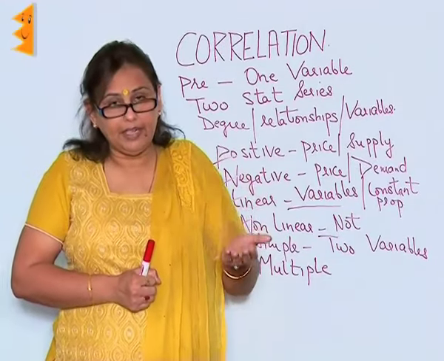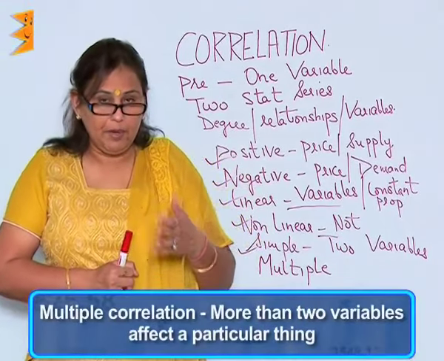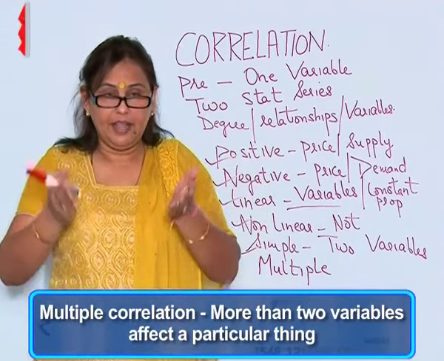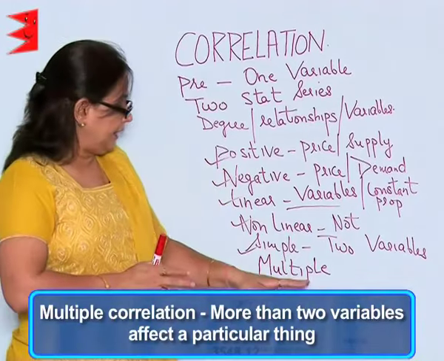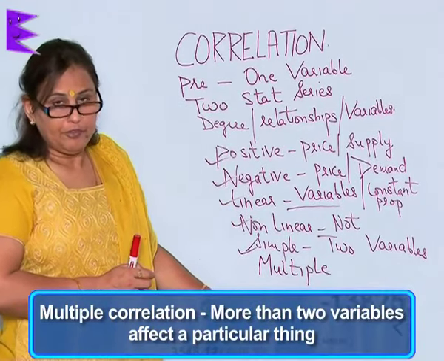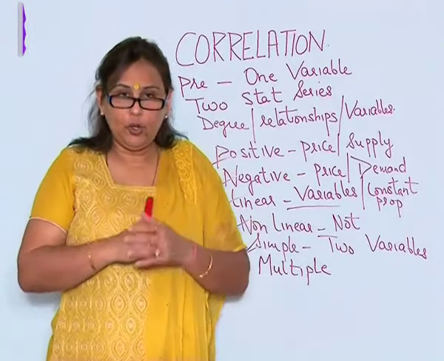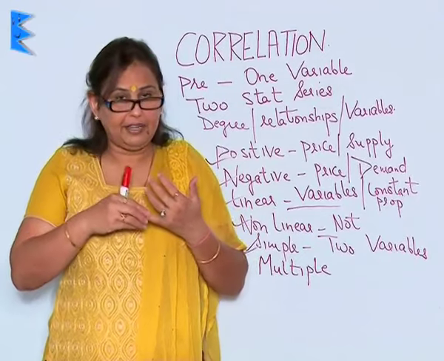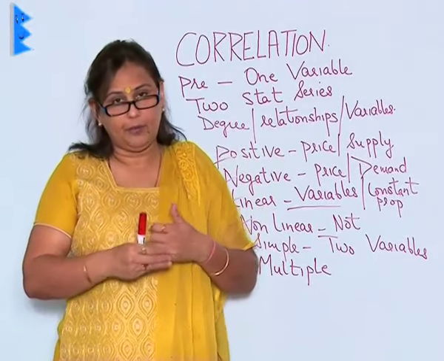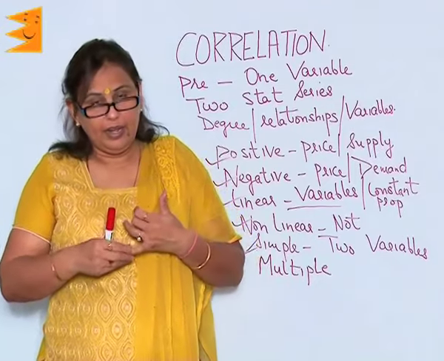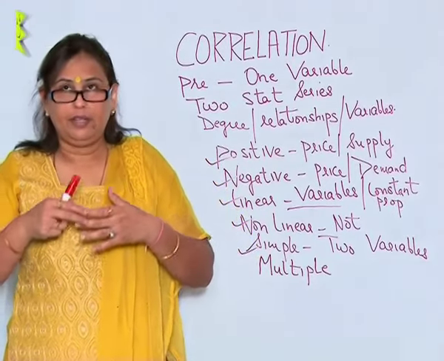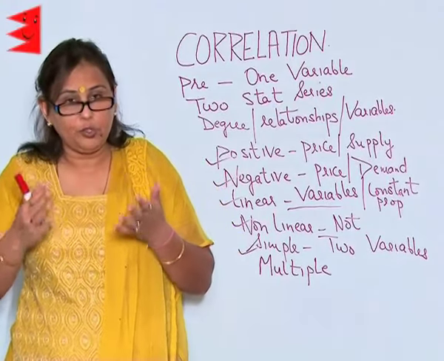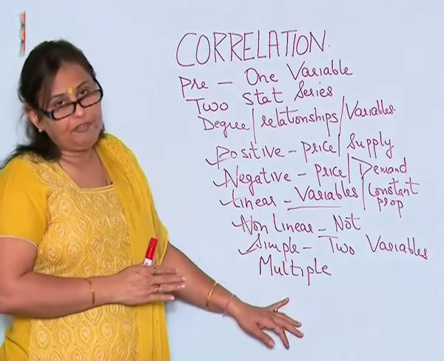Then we have the multiple correlation. Multiple correlation is when more than two variables, more than two factors, affect a particular thing. For example, if I talk about the productivity of wheat, there are many factors which are going to affect the productivity: the soil, the manure, the rainfall, the climate. There are many things which are going to affect the productivity of wheat.